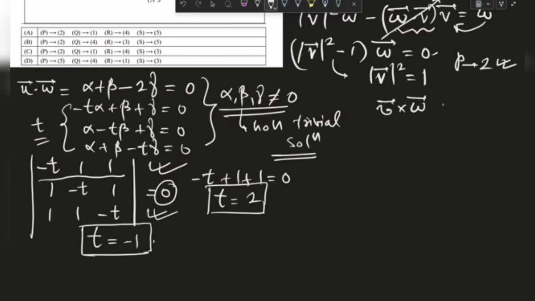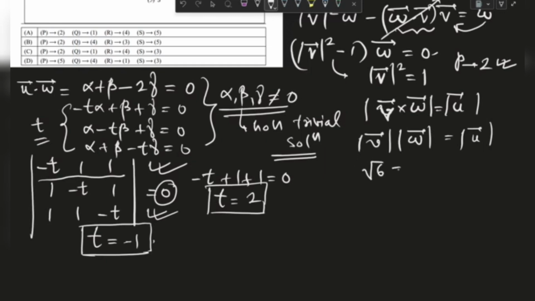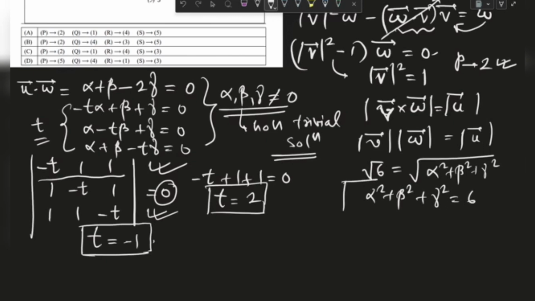v cross w equals u. I'm sorry, this is v. If we take mods on both sides, we'll actually have mod v into mod w equals mod u. I'm not taking sine theta because as the dot products are 0, the angles are already 90, so I've not taken sine theta. So this is root 6, and this is root alpha squared plus beta squared plus gamma squared. So basically we get another equation from here, alpha squared plus beta squared plus gamma squared equals 6.